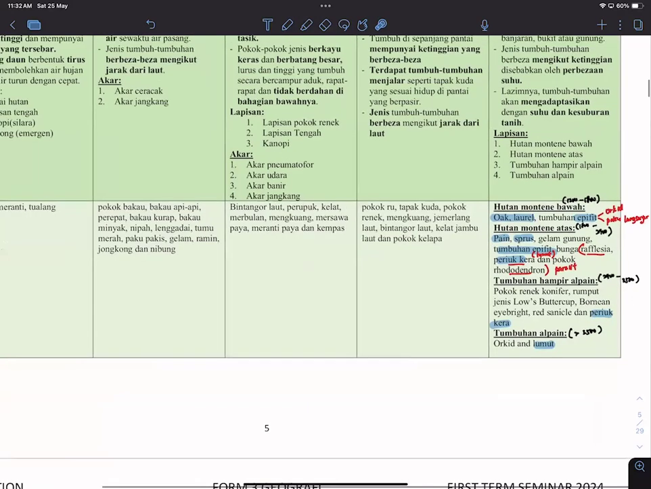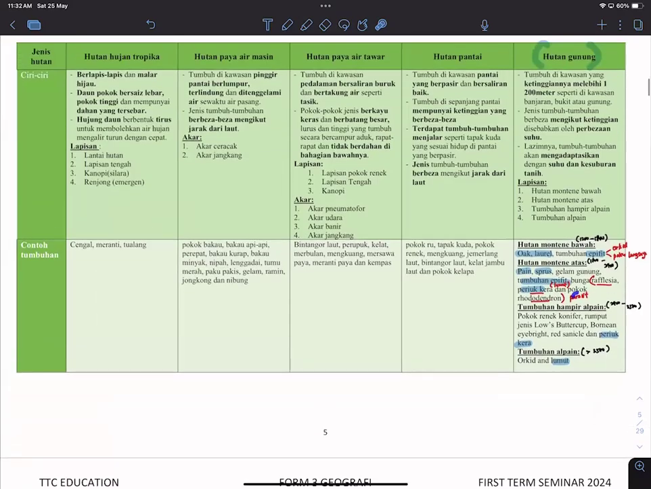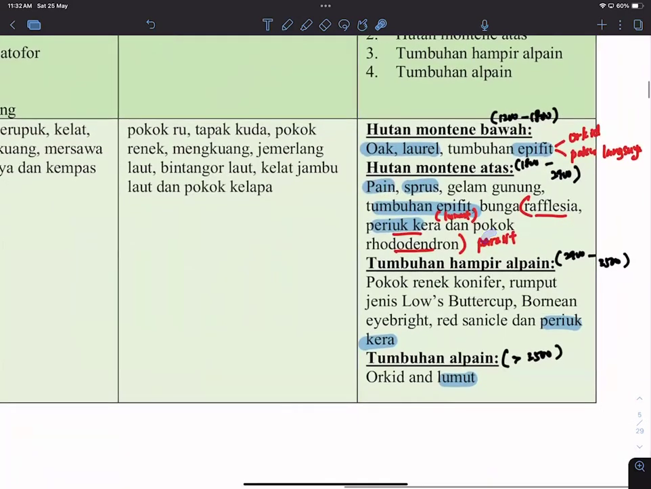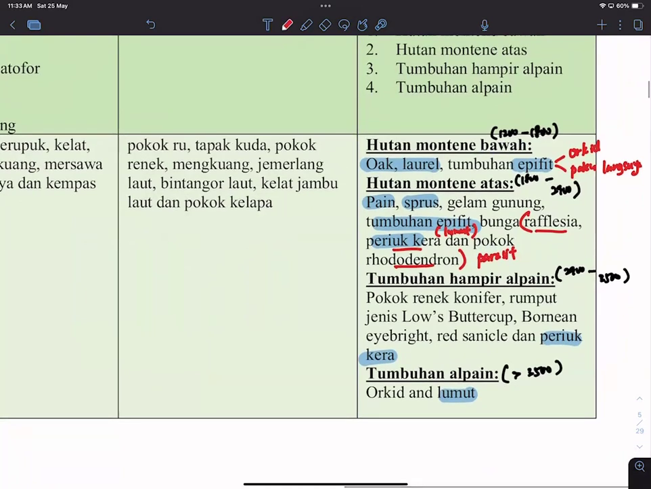So before we end the hutan gunung, okay, go back to the hutan. Guys, try to use red color. For the Montane atas, Montane bawah, or the oak and laurel, usually the height for these two trees is within 15 to 33 meter. So that's why 15 to 33 meter. You guys have to memorize on your own. Usually it's known as pokok-pokok kecil. K stands for kecil.